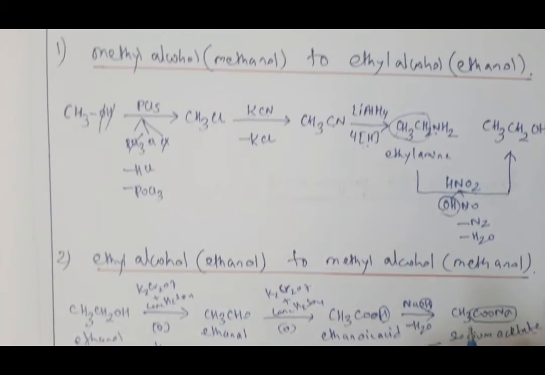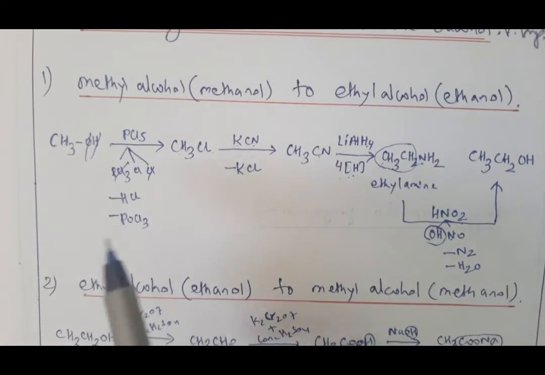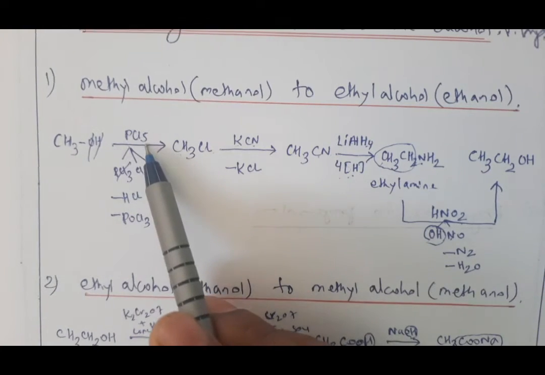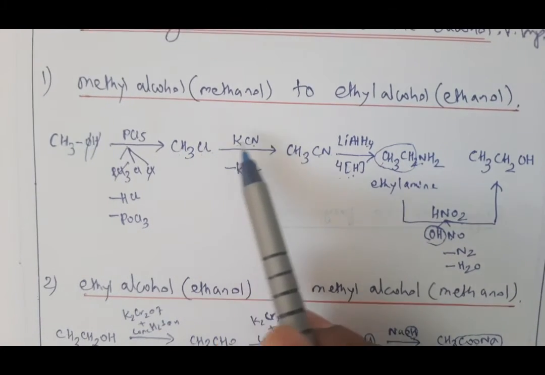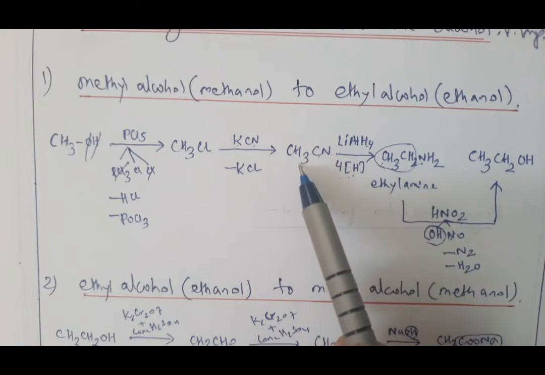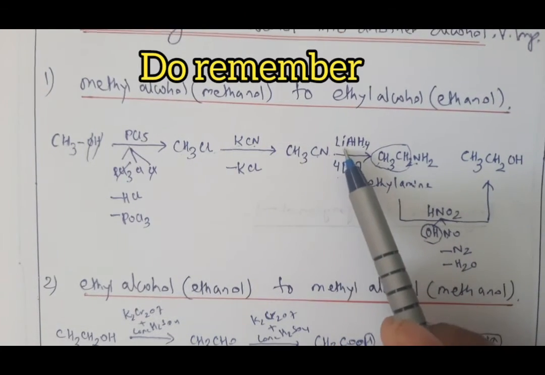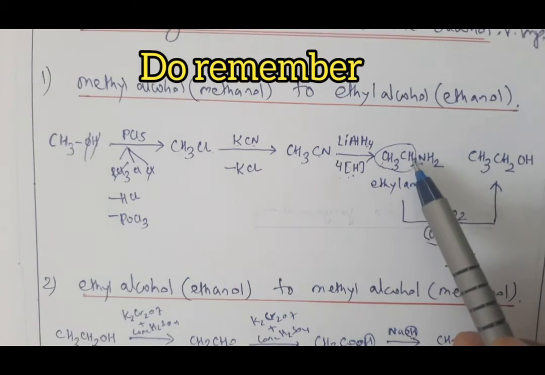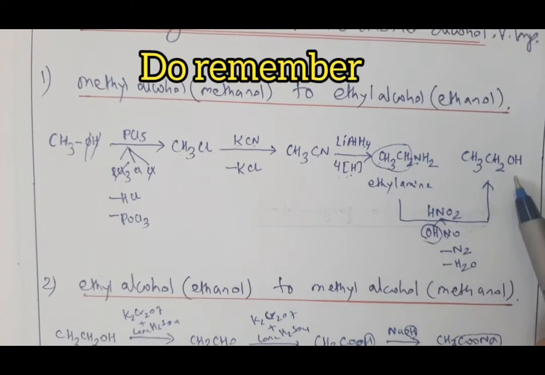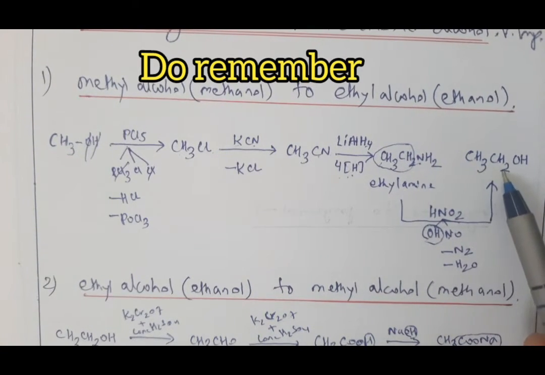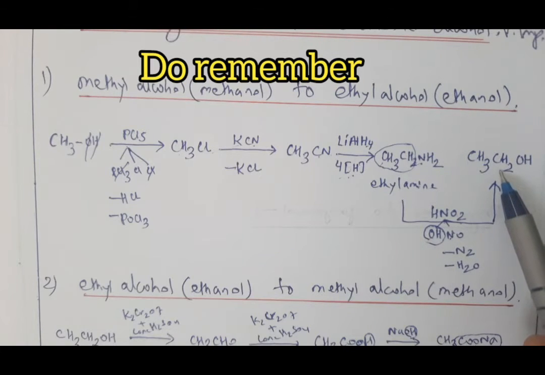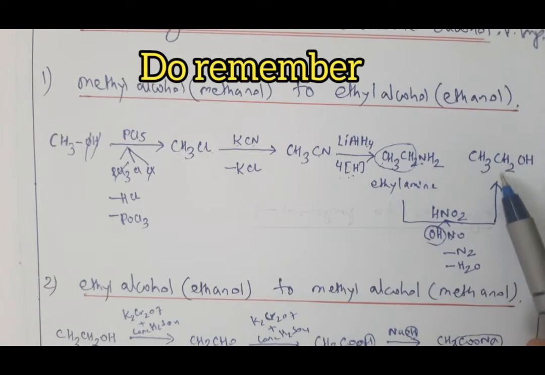Now how may the question come from here? They may say: methyl alcohol on reaction with PCl5 gives A, on reaction with KCN gives B, B on reaction with lithium aluminium hydride gives C, on reaction with nitrous acid gives D. Identify D, with 4 options. It will come in MCQ. So the answer is ethyl alcohol. But how do you land on this answer? You have to do this much rough work.